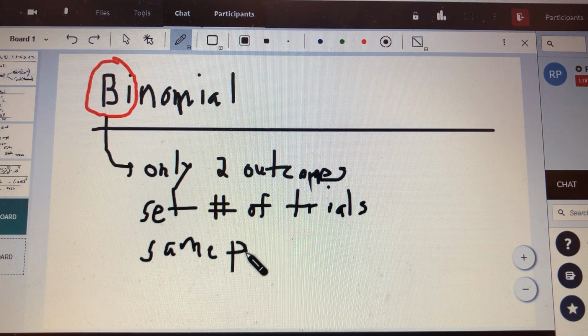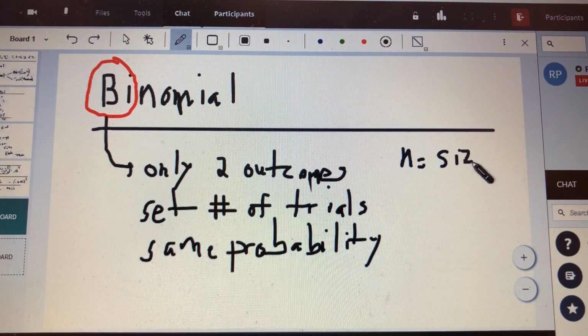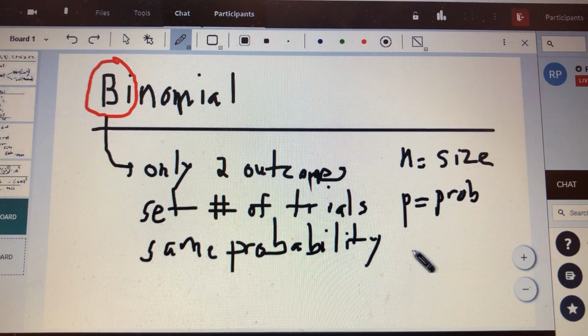At least coins come up heads 50% of the time, all the time. If the probabilities are changing for whatever reason, then it can't be binomial either. So there are 3 main variables here. N is the sample size or the set number of trials. How many times are you going to do your experiment? P is the probability. And X is the number of successes you're hoping to get.